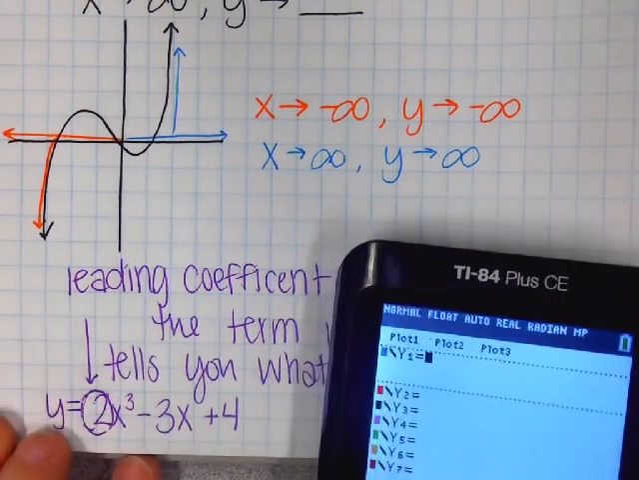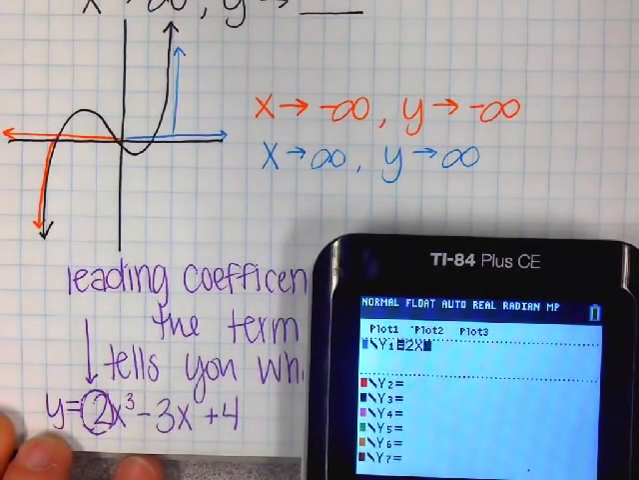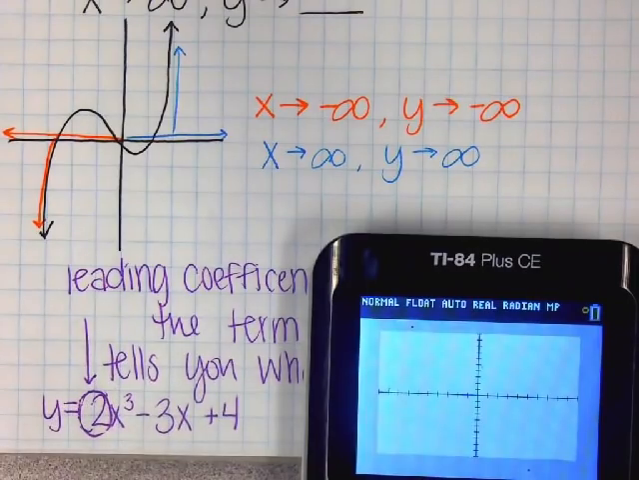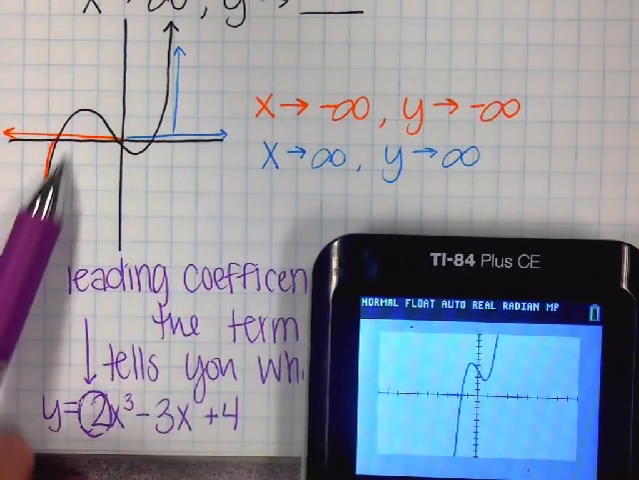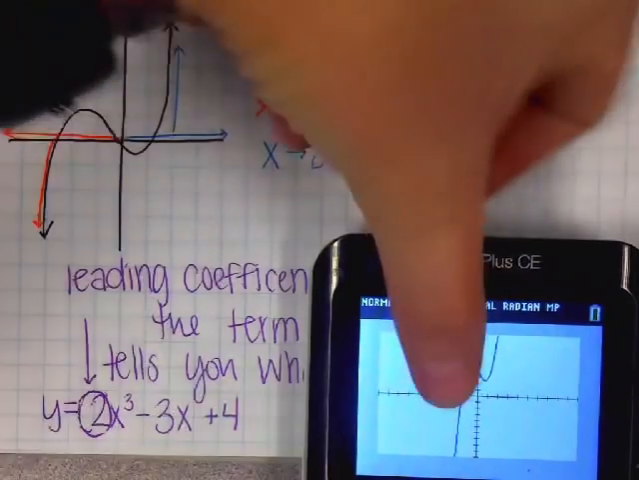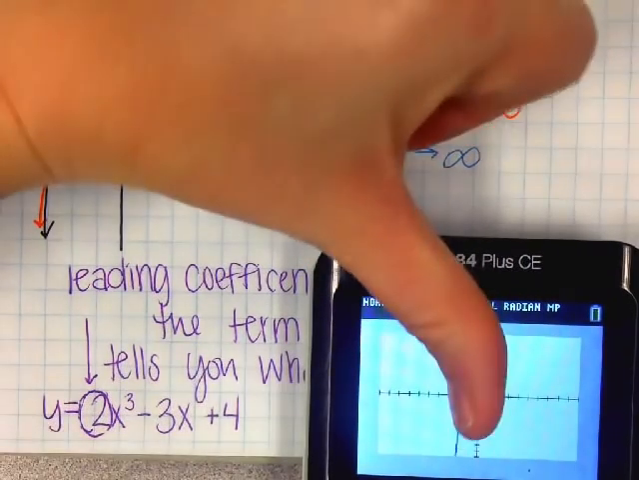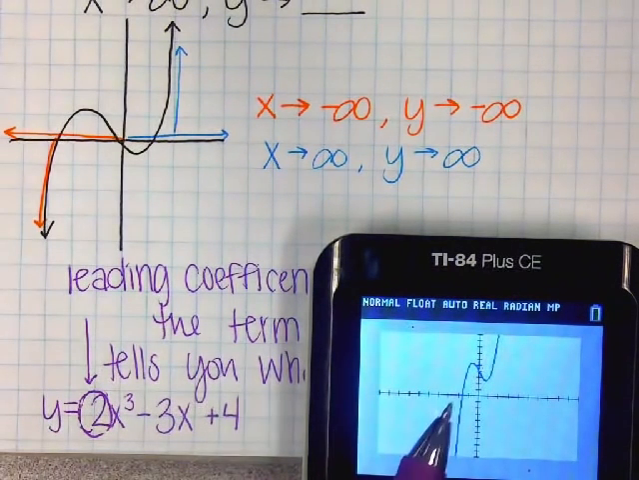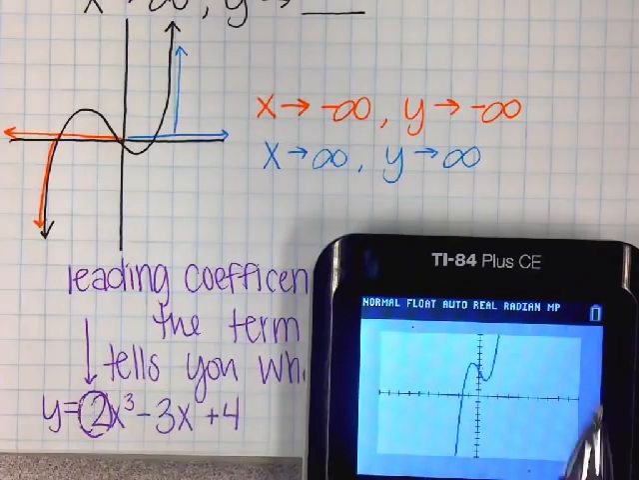So we have 2x cubed minus 3x plus 4. Notice this one looks pretty much like that, it's just shifted up. When you're talking about end behavior, you don't care what's going on in the middle. You don't even need to look at it. You just need to look at the two ends. So this one, as x approaches negative infinity, y is also approaching negative infinity.